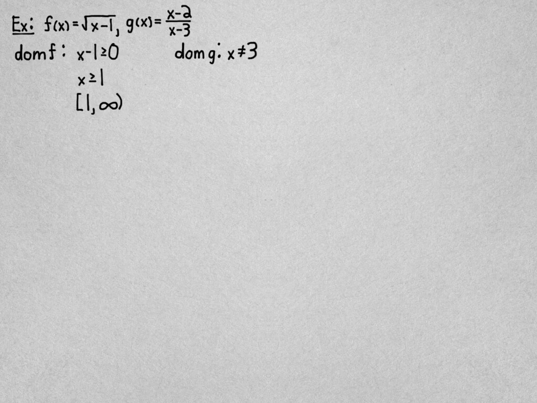The domain of g: the only thing that can go wrong is dividing by 0. So we want x not equal to 3, which looks like this in interval notation. Parentheses, negative infinity, 3, close parentheses, union, parentheses, 3, comma, infinity, close parentheses. So that's the whole real number line except for the number 3.